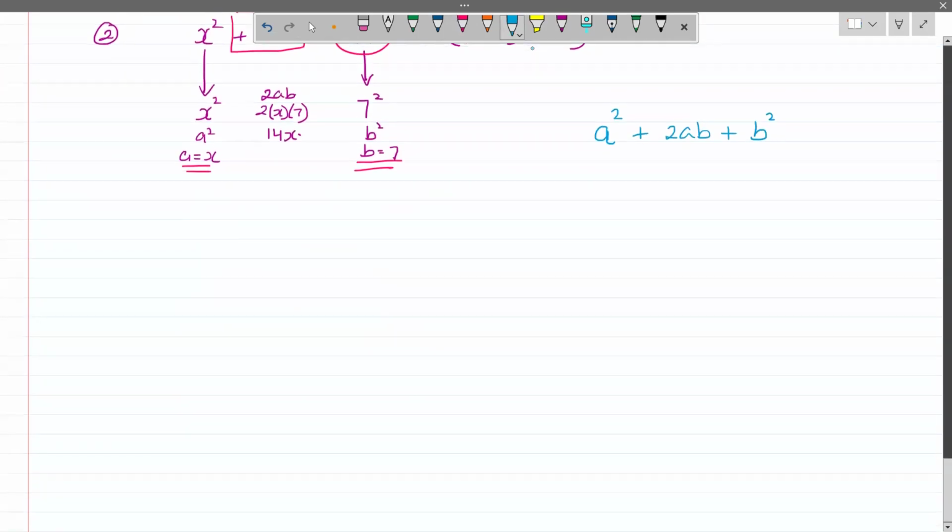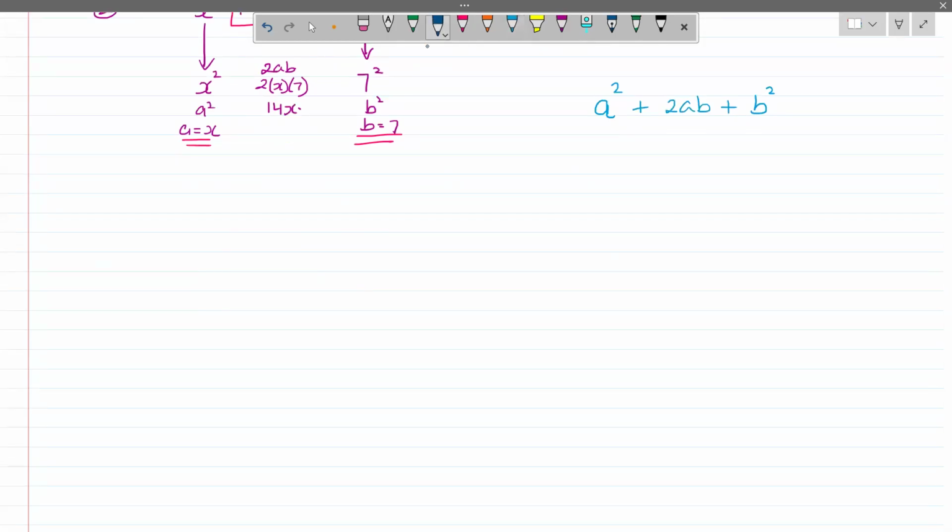Let's look at a slightly more complicated example. Let's say we have 4x squared plus 25, and in the middle here, I have this one, slightly more challenging to identify.